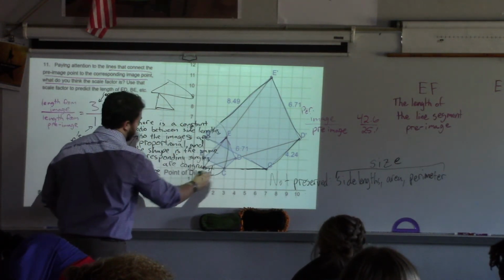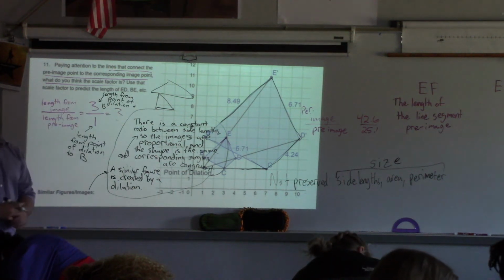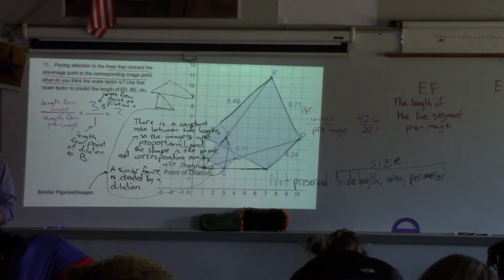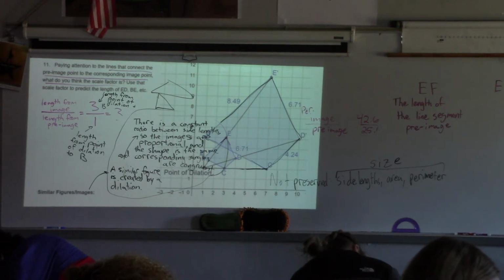Well, hopefully, we've done a lot of math over the last few days. That is a summary of everything we have learned with dilations. That is the most important thing. A similar figure is created by a dilation, and as a result, there is a constant ratio between side lengths, so the images are proportional, and the shape is the same, and corresponding angles are congruent.